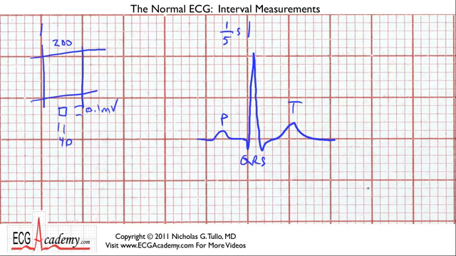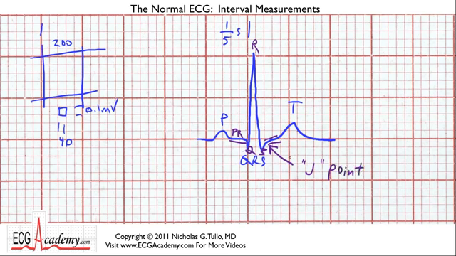Other parts that we need to be concerned about: the PR segment, which is the part between the P and the QRS complex. The ST segment is between the S wave and the T wave. Remember, the first negative deflection is a Q, then the first positive deflection is an R, and following the R you can have an S wave. The point where the QRS complex ends and the ST segment begins is known as the J point.